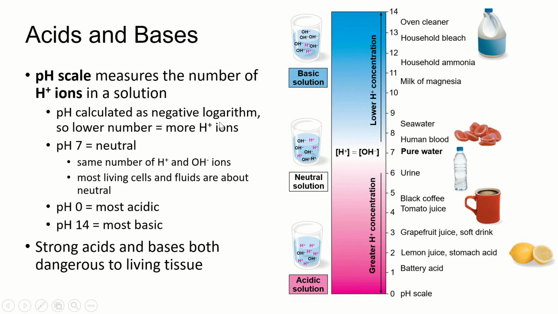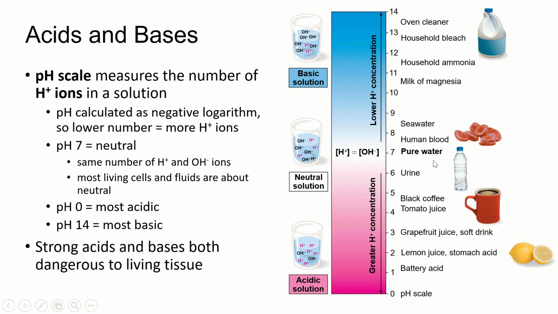We measure the strength of an acid or a base on the pH scale. The pH scale is annoyingly calculated as a negative logarithm of the number of hydrogen ions. We're not going to worry about how we calculate that. The only thing you need to know is because it's a negative logarithm, the lower the number, the more hydrogen ions. Okay, so powerful acids have a low pH. So pH of 0 is the most acidic, pH of 14 is the most basic or alkaline, and pH of 7 is neutral. Pure water has a pH of 7.